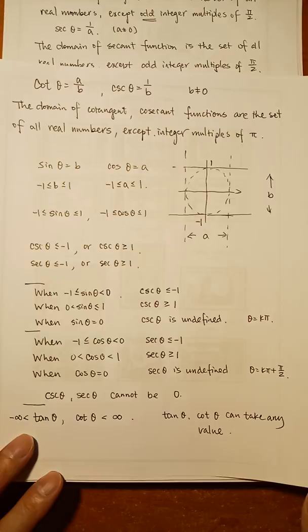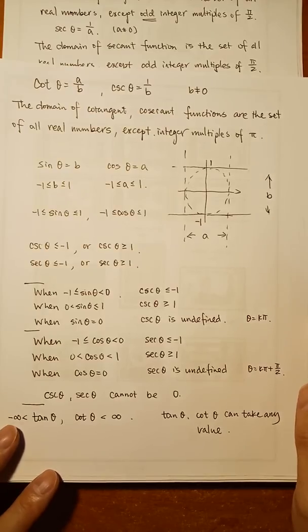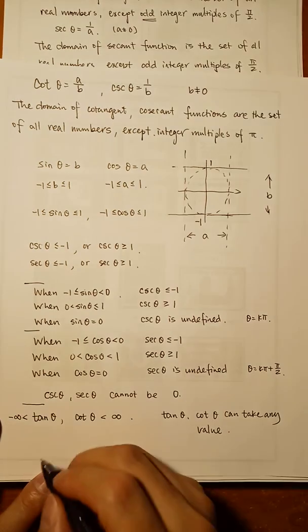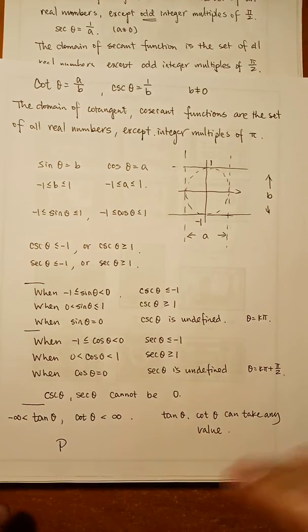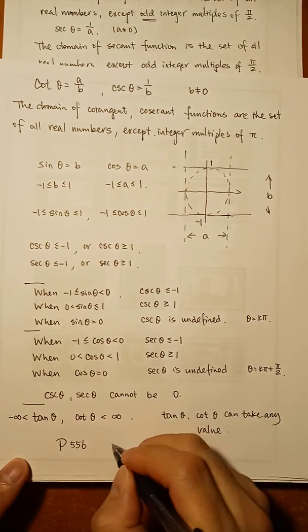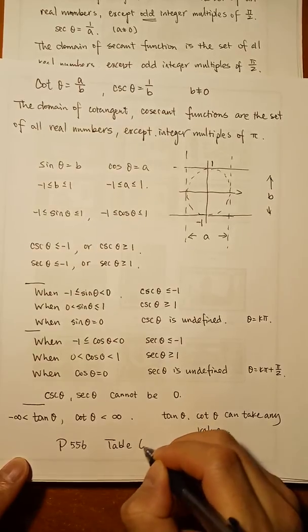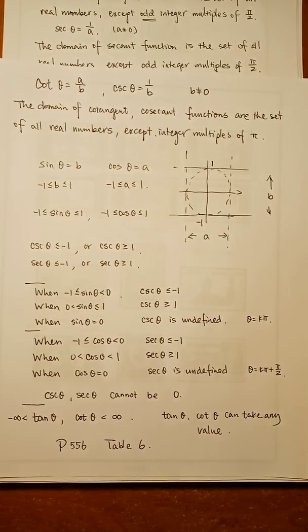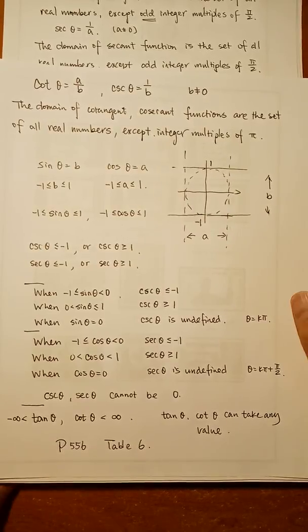Everything. So in table 6, on page 556, you will have the collection of the domain and the range. If you want, you can also go through this and check what the domain and the range are. There's no tedious discussion in this part, it's just observations, okay?